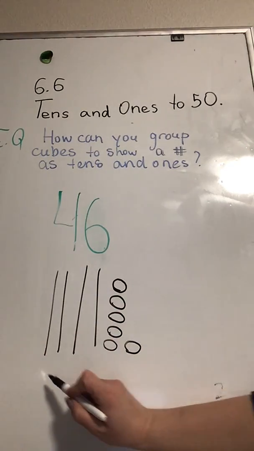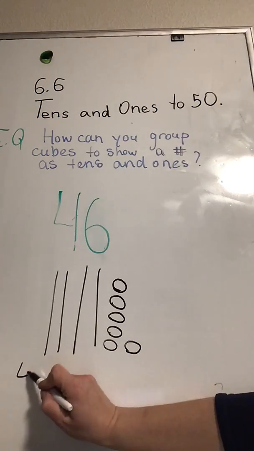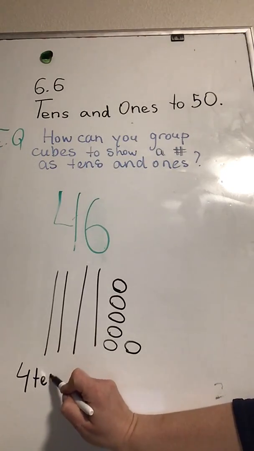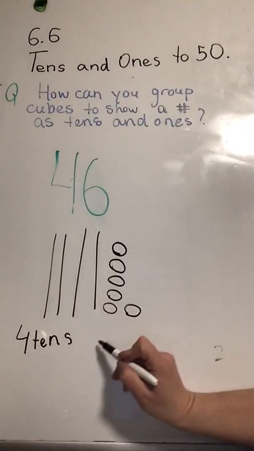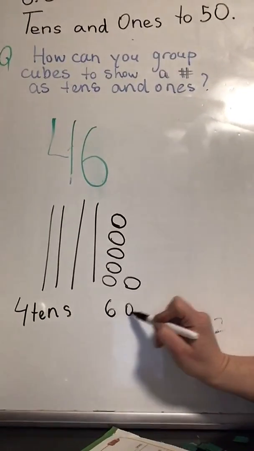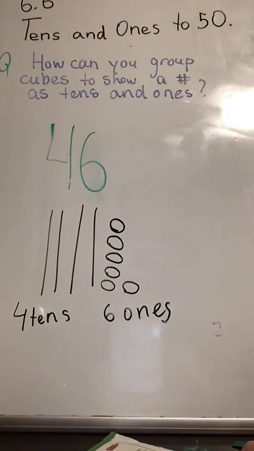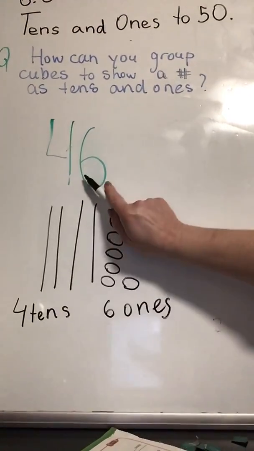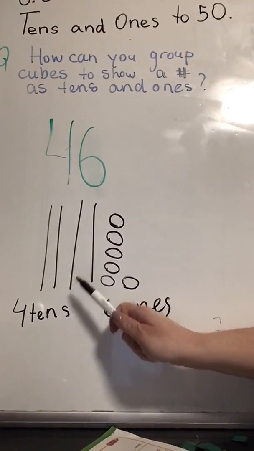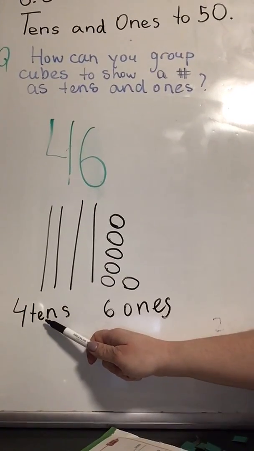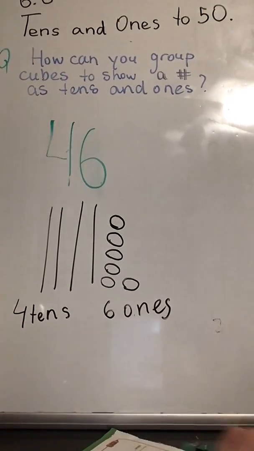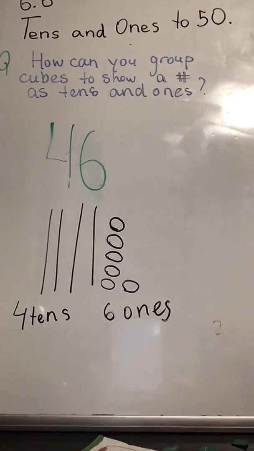How many tens? How many ones? I have 4 tens and I have 6 ones. So I was able to show my number 46 with my model. Also, I'm able to say 4 tens, 6 ones. Okay?